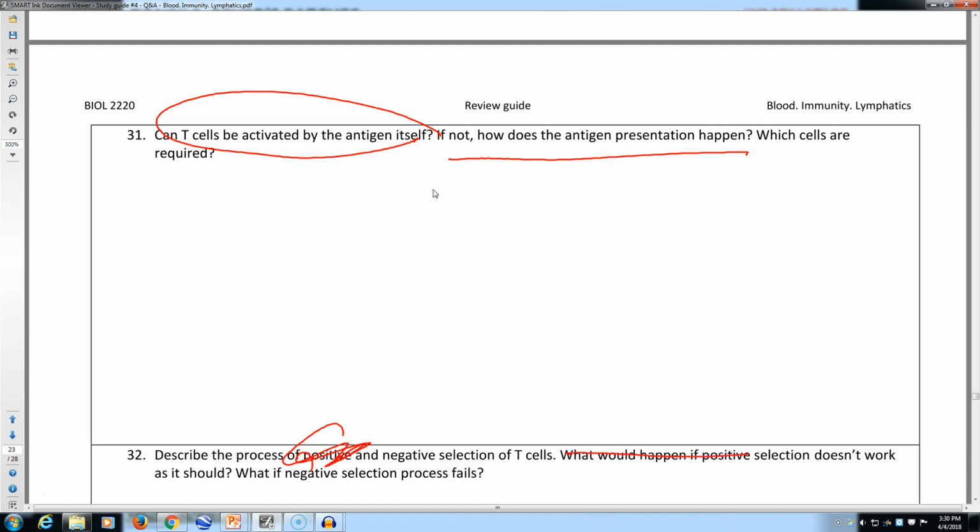So obviously this goes away. What if negative selection process fails? What if thymus fails to eliminate T cells that can recognize our own tissues as before? What are we going to get? Autoimmune disease.